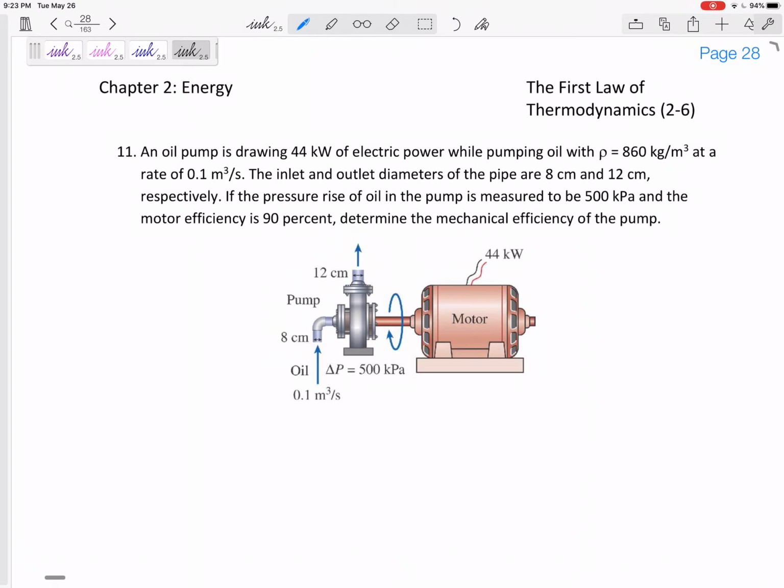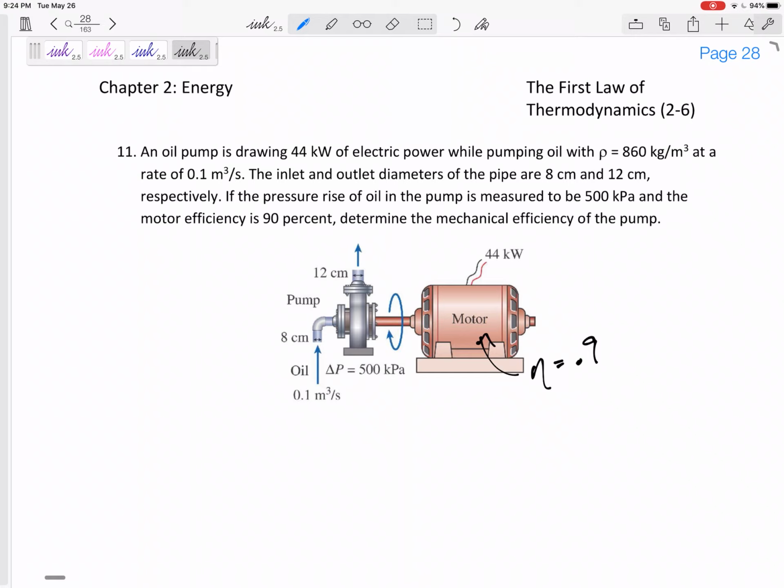All right, last problem in this chapter, and it's a good one. We've got an oil pump that is drawing 44 kilowatts of electric power while pumping oil that has that density at that rate. The inlet and outlet diameters are 8 centimeters and 12 centimeters respectively. If the pressure rise in the oil in the pump is measured to be 500 kPa, and the motor efficiency is 0.9, determine the mechanical efficiency of the pump.